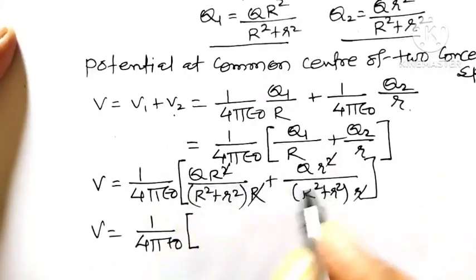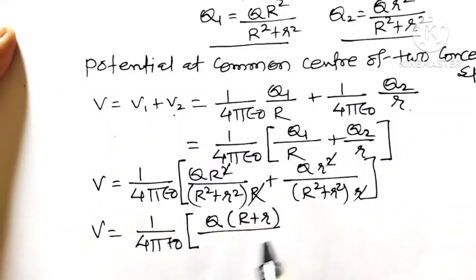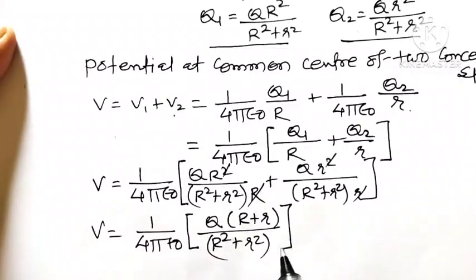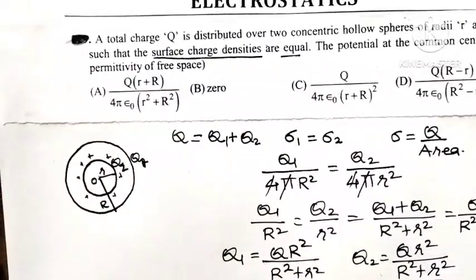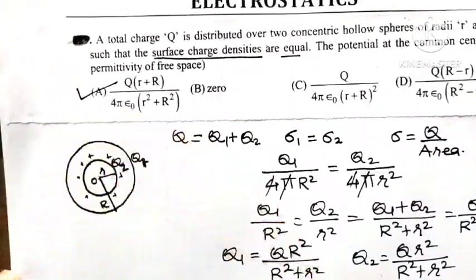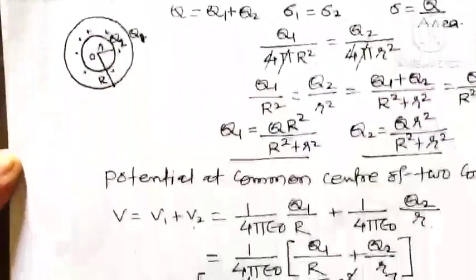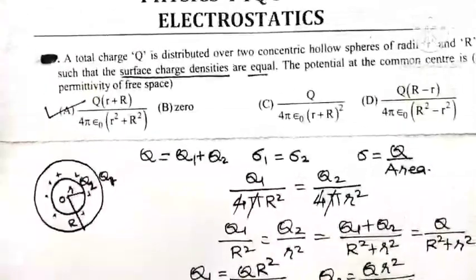From the numerator, capital Q can be taken common. In the bracket it is R plus small r divided by R square plus small r square. So the potential is Q into R plus small r upon R square plus small r square. Which option is correct? Option A: Q into capital R plus small r divided by 4 pi epsilon 0 into R square plus small r square. So the correct option for this question is option A.